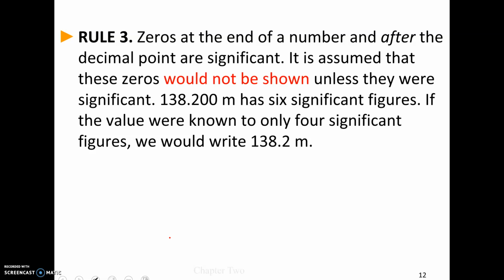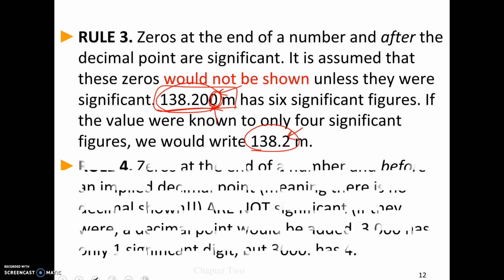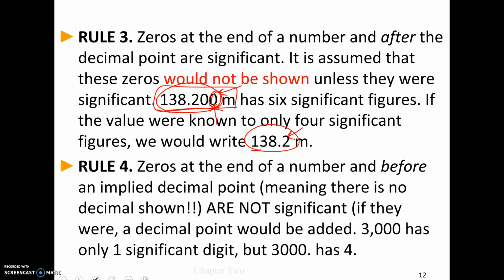Rule 3, zeros at the end of a number after a decimal point are significant. So when I see this number 138.200, this 0 is part of my measurement. This is my estimated digit. So this number, 138.2, even though mathematically it has the same value as 138.200, this would mean I used a much more precise scale, this one, because my estimated digit is this last 0. Here I was only able to estimate to the tenths place. Or I guess this would be a ruler, actually. It's the length.